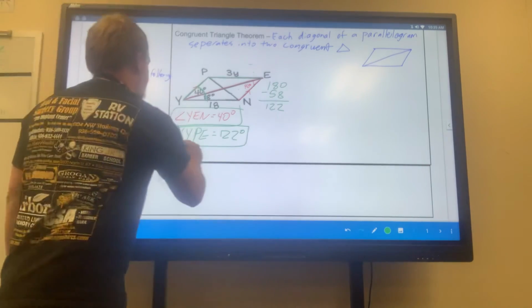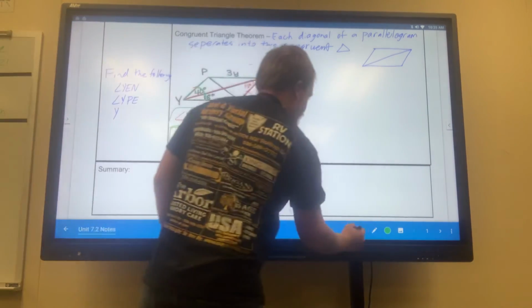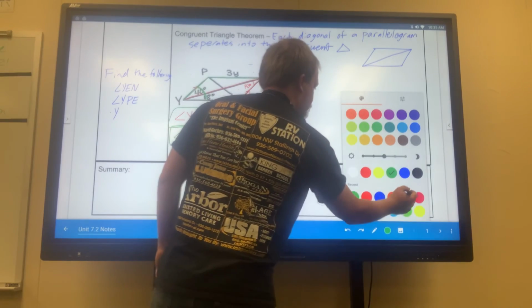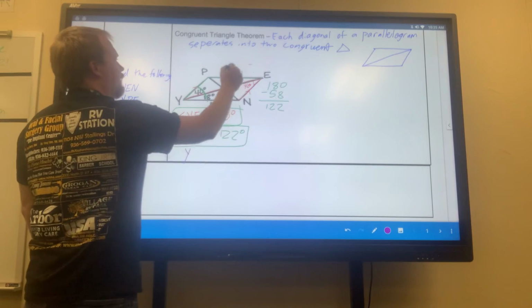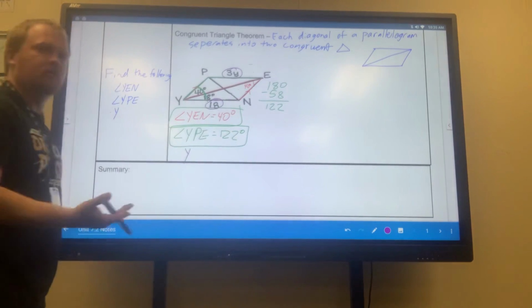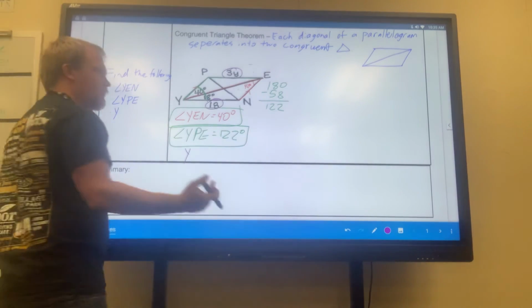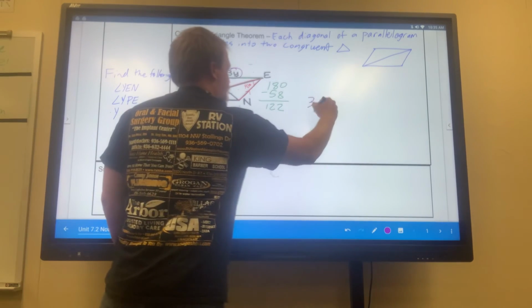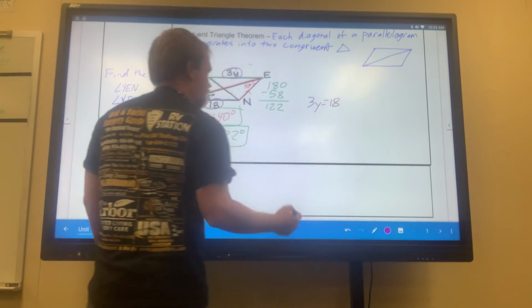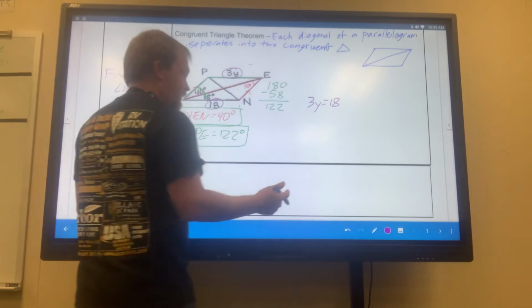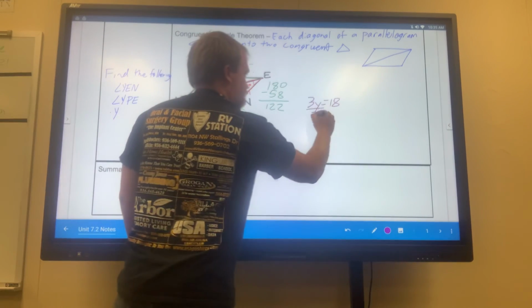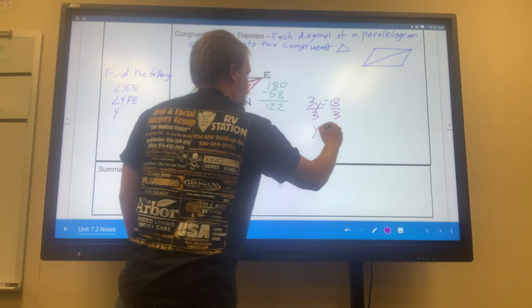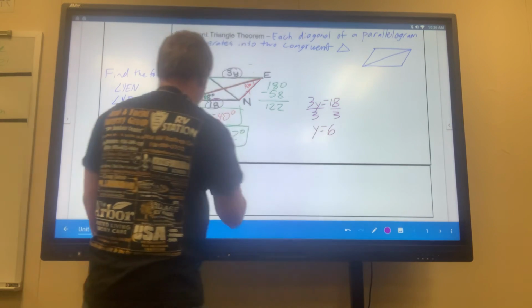And next we want to be able to find Y. I want to use a different color. Well, I know that opposite sides are congruent to each other, so I can set these two equal to each other. Next, I want to divide by 3 on both sides. So Y equals 6.